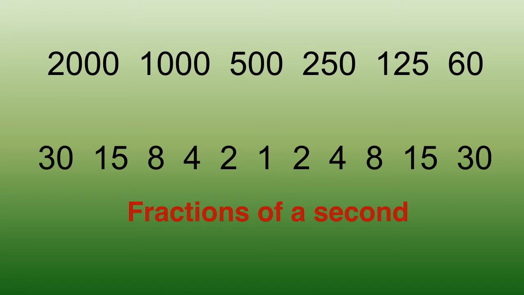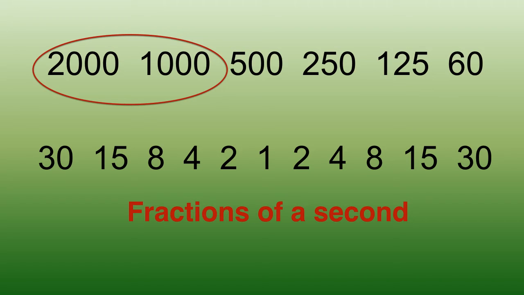And now when we look at these numbers, we do find an interesting relationship. It kind of pops out at us. Obviously 1000 is half of 2000, and 500 is half of 1000, and 250 is half of 500, and again, so on down the line.